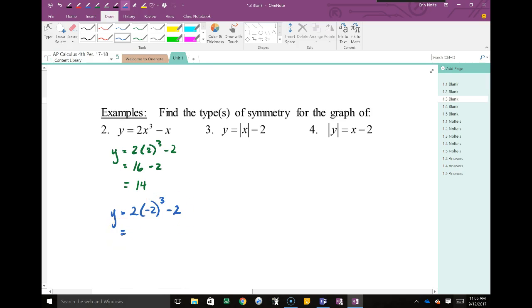Okay, so I got, let's see, -2 cubed is -8, and -8 times 2 is -16, and -16, whoops, I almost screwed up. Plus 2, did you catch the plus 2? I almost screwed that up. So what's -16 plus 2? -14. So what did you conclude about this?